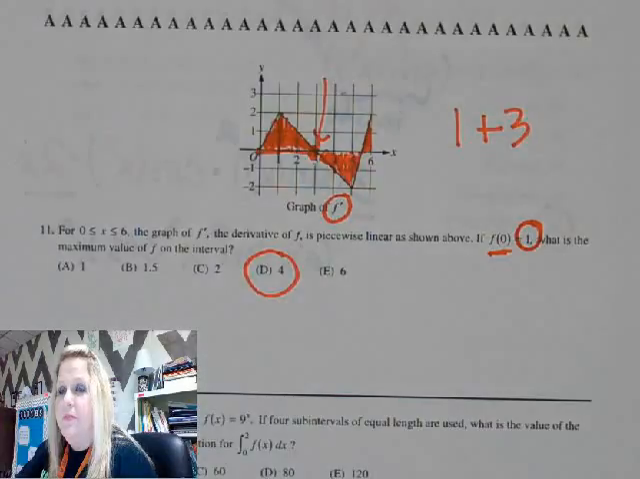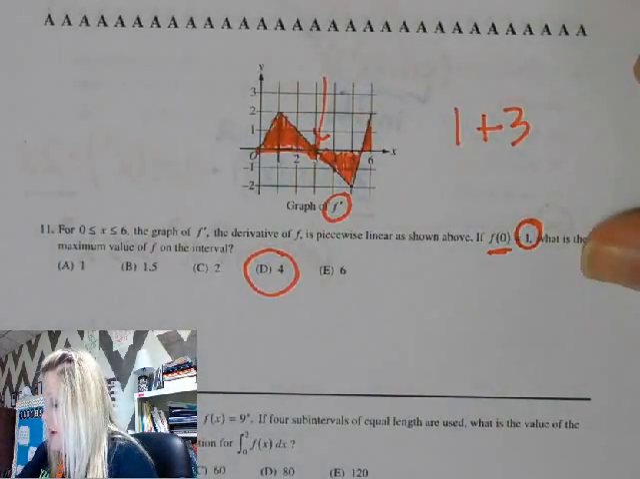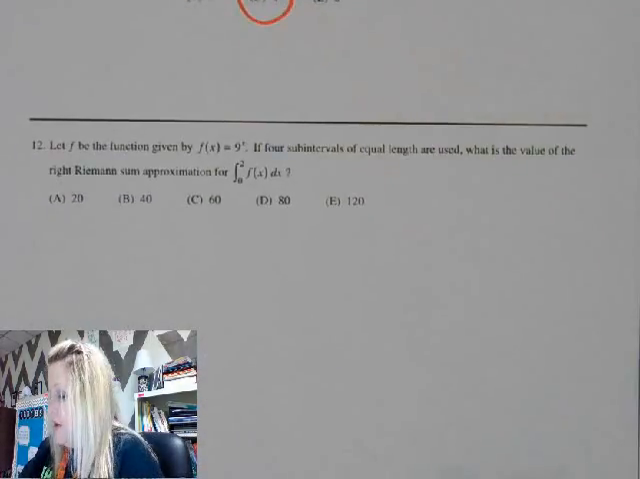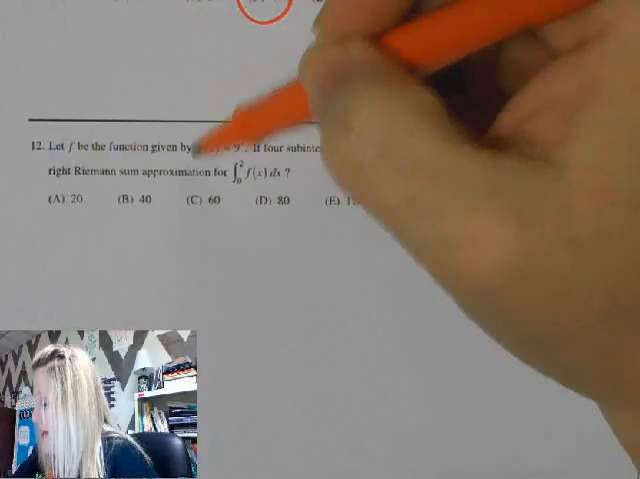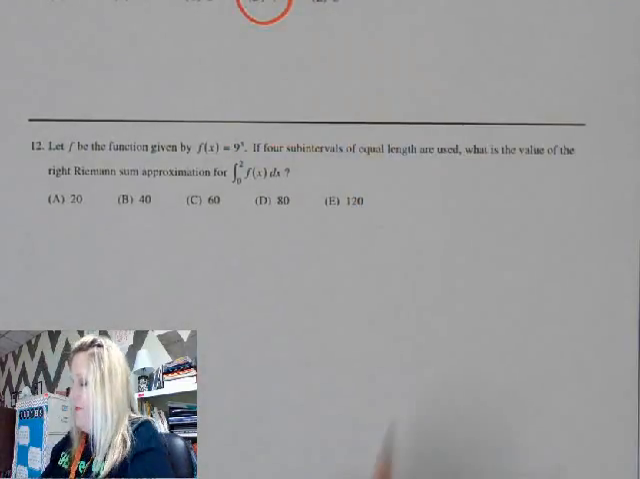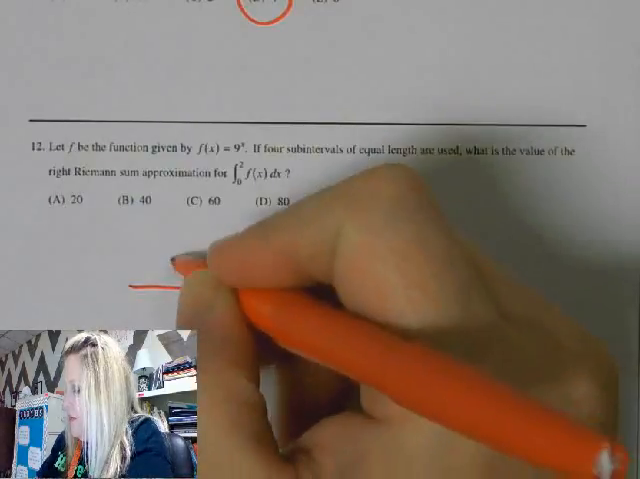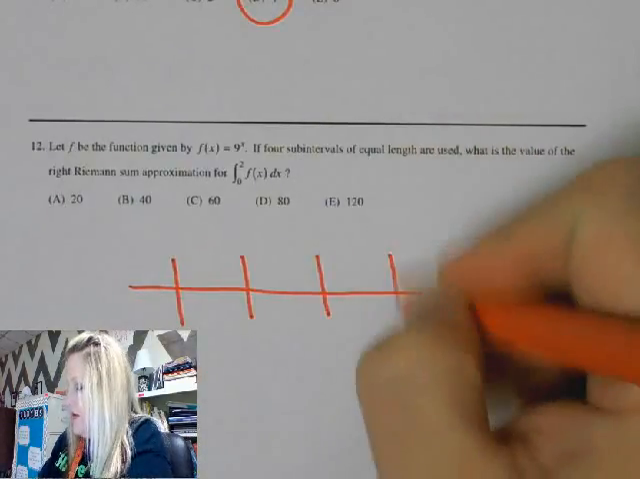All right, number 12. Let f be the function given by f of x equals 9 to the x. If 4 subintervals of equal length are used, what's the value of a right Riemann sum approximation for the integral from 0 to 2 of f of x?